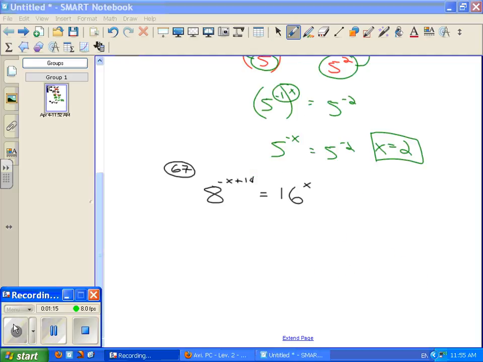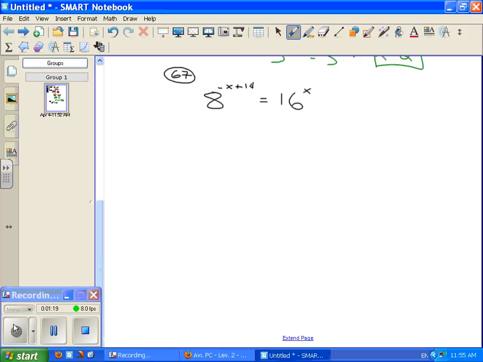Now this is another one where I would treat it like a puzzle and try to get it so that they both have the same base. So can I rewrite 16 so that it's 8 to the something? No. But can I rewrite 8 and 16 so that they have the same base? 2 to the something. So what would 8 be? 2 to the third. So that's still going to be to the negative x plus 14 power equals, how do you rewrite 16? 2 to the fourth to the x.